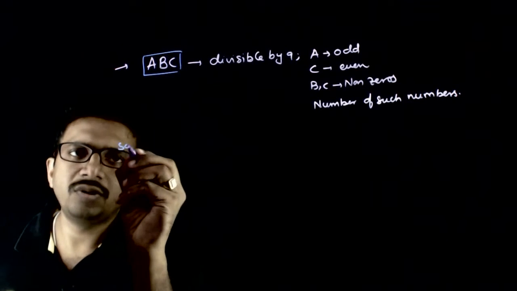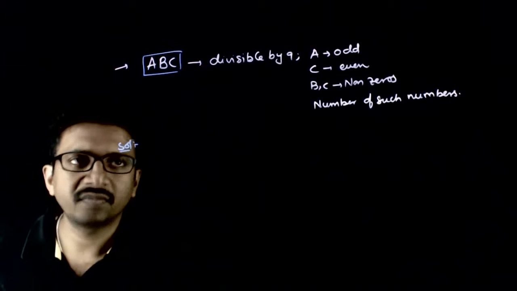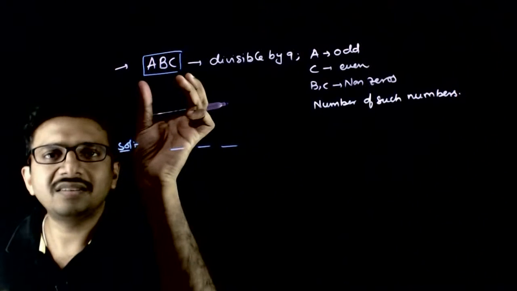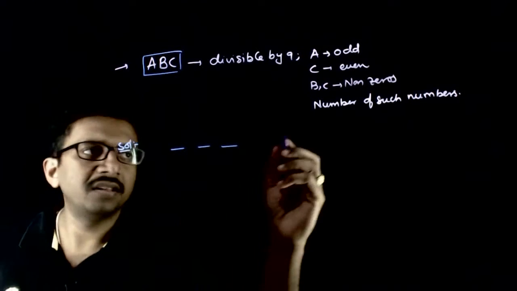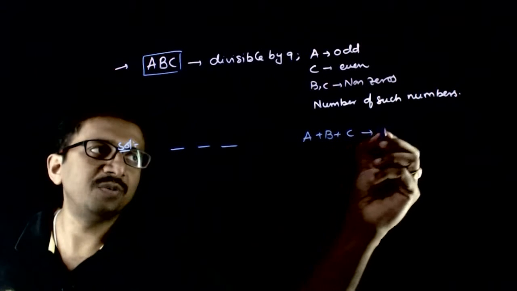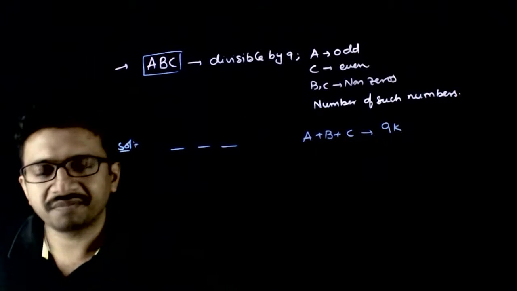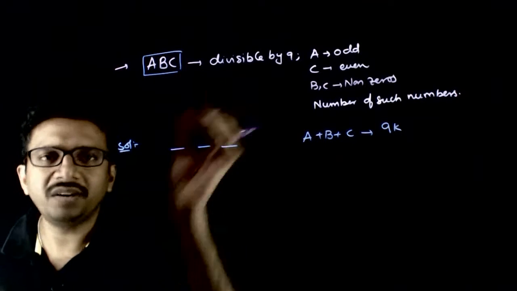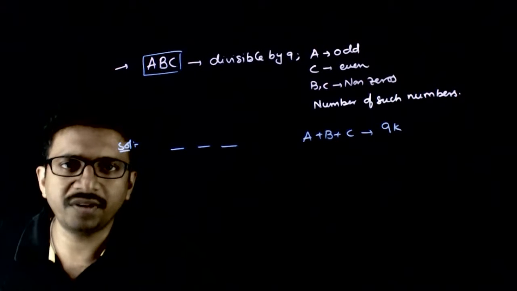So let us try to count the numbers systematically. You have three digits. It is given that the number is divisible by 9. That is, the sum of the digits has to be divisible by 9. If you take these three digits, the sum of these has to be divisible by 9. That's the divisibility rule for 9.